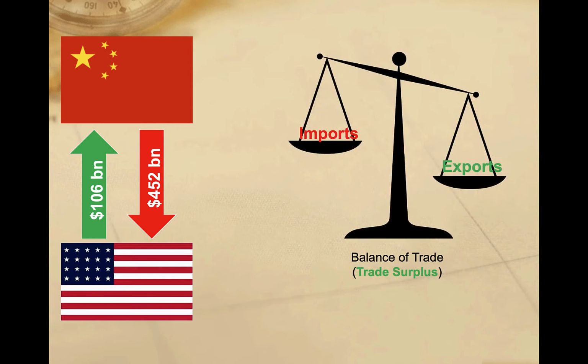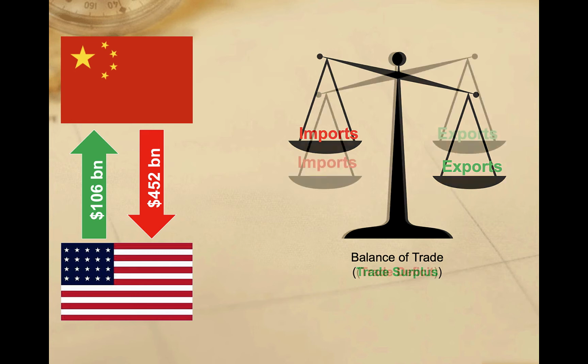If a country runs a positive balance of trade, that is, it exports to another country more than it imports from that country, it runs a balance of trade surplus, or a balance of payments surplus. In 2019, China ran a trade surplus with the United States totaling about $345 billion. That is $452 billion in exports to the United States minus the $106 billion of imports from the United States that year.